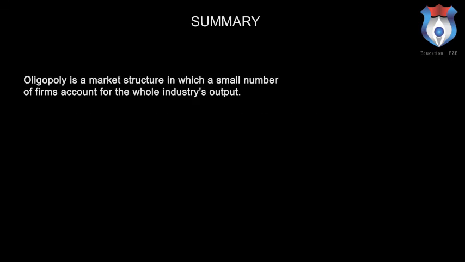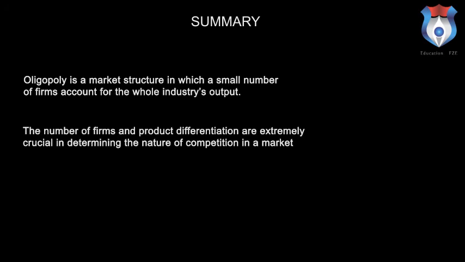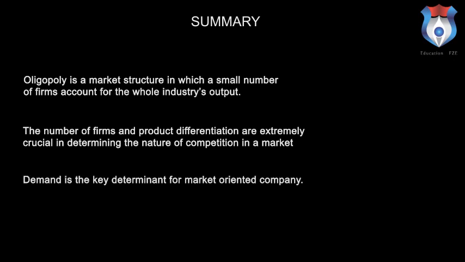Oligopoly is a market structure in which a small number of firms account for the whole industry's output. The number of firms and product differentiation are extremely crucial in determining the nature of competition in a market. Demand is the key determinant for market-oriented company.